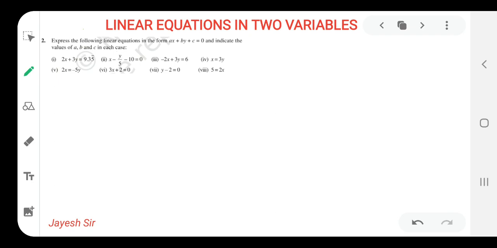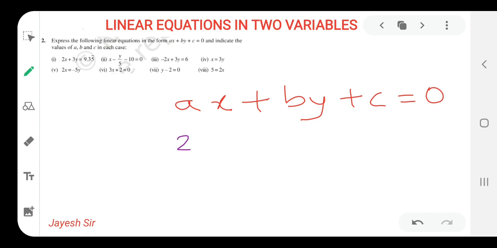First sum is 2x plus 3y equals 9.35 bar. Our basic equation is this: ax plus by plus c equals 0. We need to arrange the equation in this format. Now the format is 2x. I am writing the equation below it so that I can compare with the basic equation. 3y equals 9.35 here. Below ax I have written 2x, that means this is correct. Similarly for by I have written 3y. So by this we can get the idea of a and b over here.